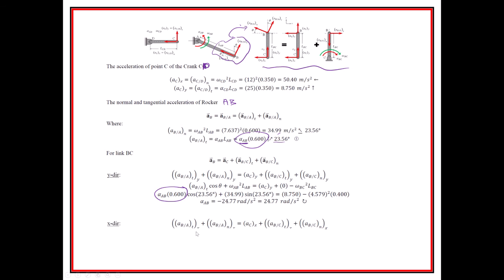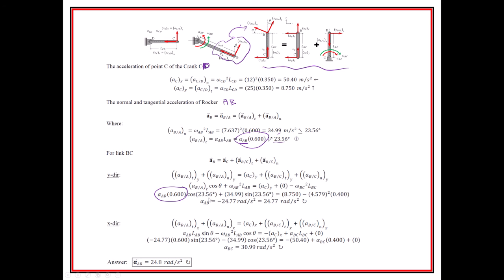And then in the x direction, we apply the same stuff. We're taking down the components, and we know that we have the alpha AB here, but we just found what that was. And from this equation, we're able to figure out what alpha BC is. And so these are the answers right here.